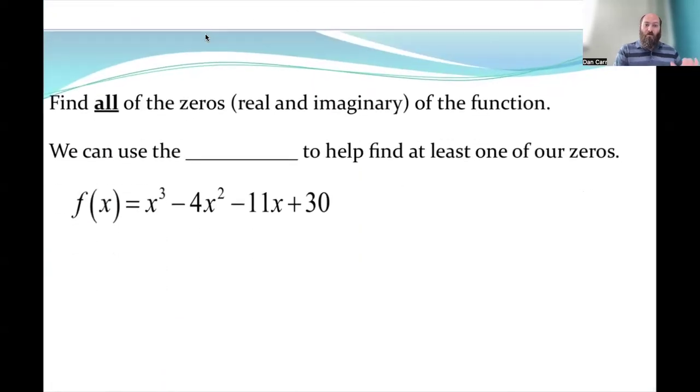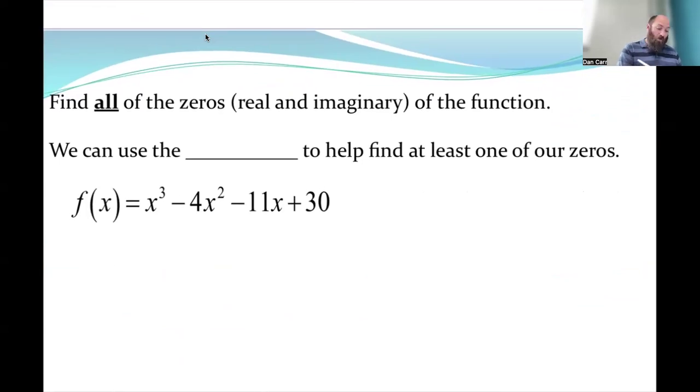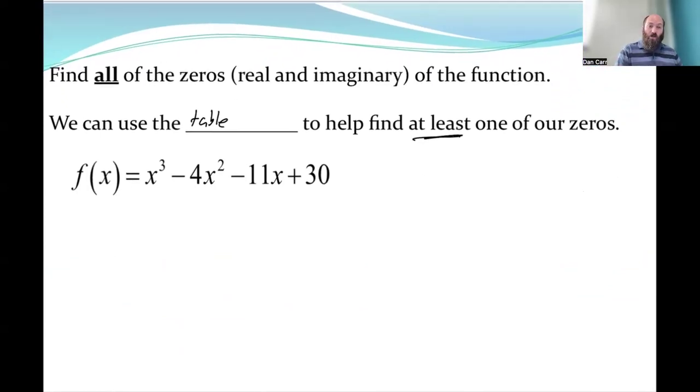All right. Find all the zeros, real and imaginary, of this function. So we can use the table feature to help us find at least one of our zeros. If you graph this out or put it into a table, we're looking for when it crosses the x-axis. When is y equal to 0 in all these cases?